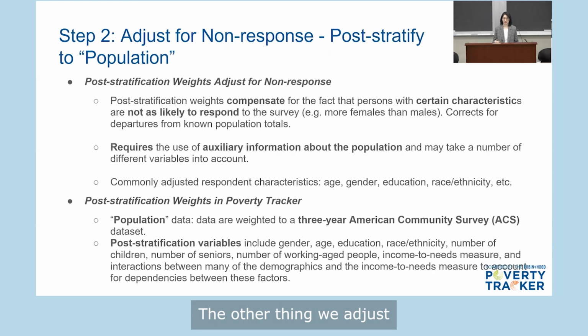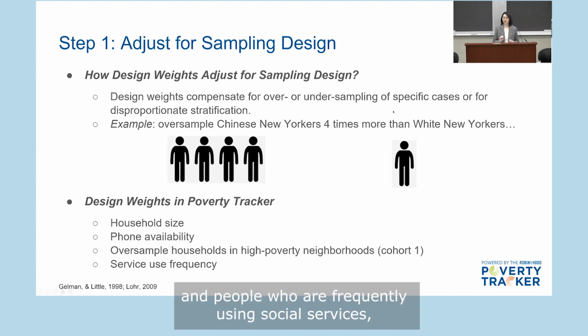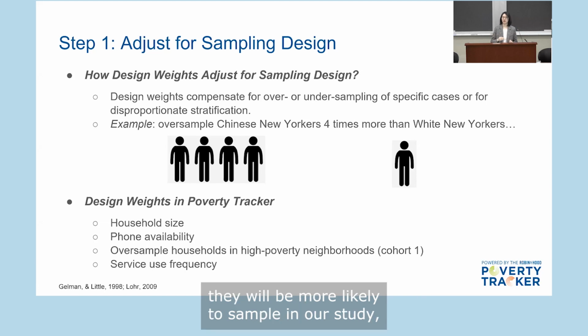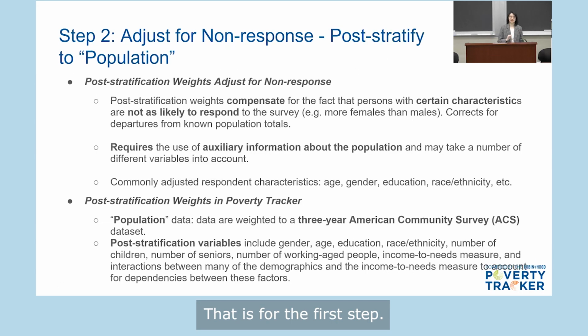The other thing we adjust for is the survey use frequency. We adjust for that because we have the survey use sample, and people who use social services more frequently will be more likely to be sampled in our study. So we adjust for that too. And those are the design weights we use for the first step.